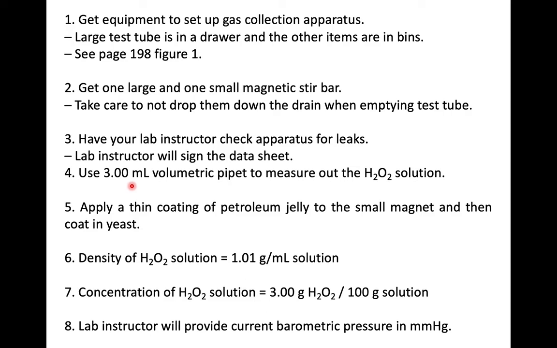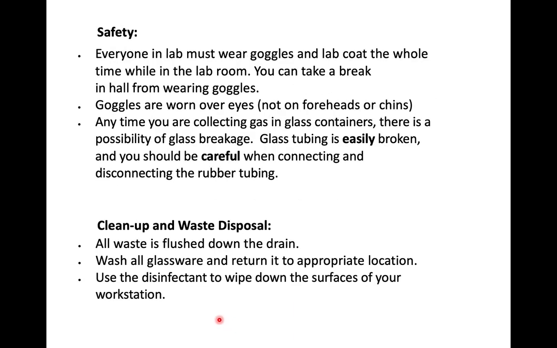You'll use a 3.00 milliliter volumetric pipette to measure out the H2O2 solution. Apply a thin coating of petroleum jelly to the small magnet and then coat it in yeast. The density of the H2O2 solution, which you'll need for your calculations, is 1.01 grams per milliliter. The concentration of the H2O2 solution will be about 3.00 grams of H2O2 per 100 grams of solution. This may change slightly, and if it does, your lab instructor should record this on the board. Lab instructor will provide current barometric pressure in millimeters of mercury.